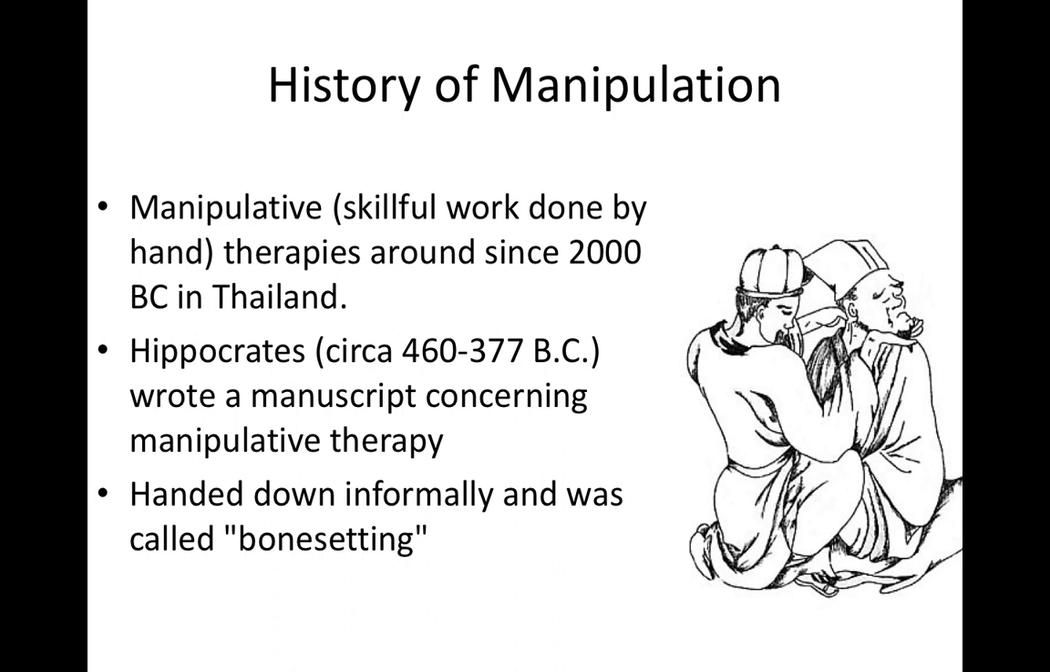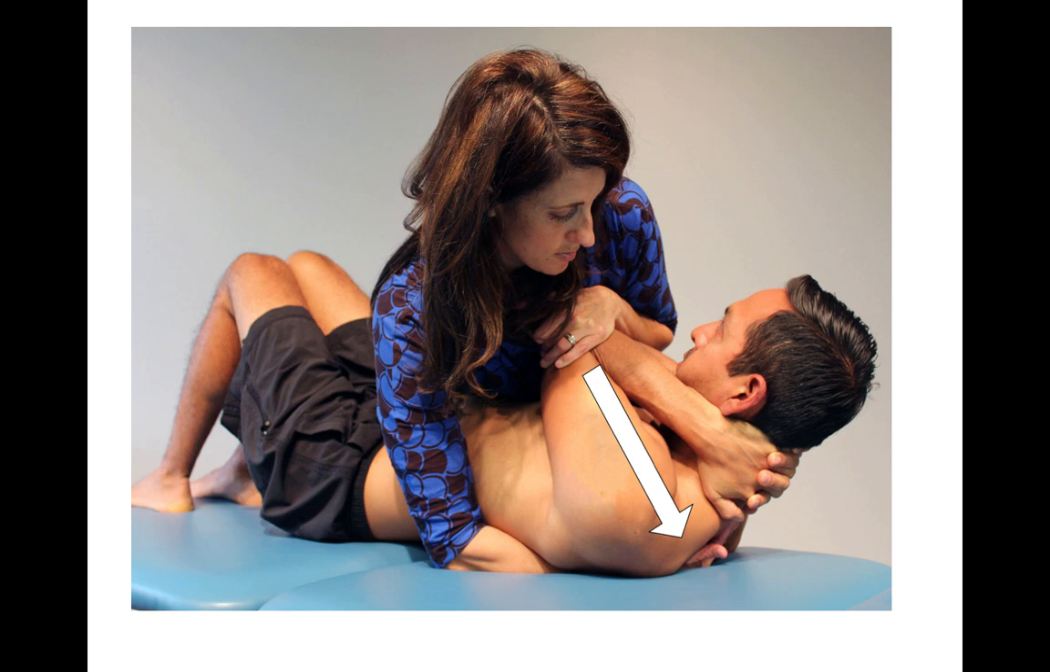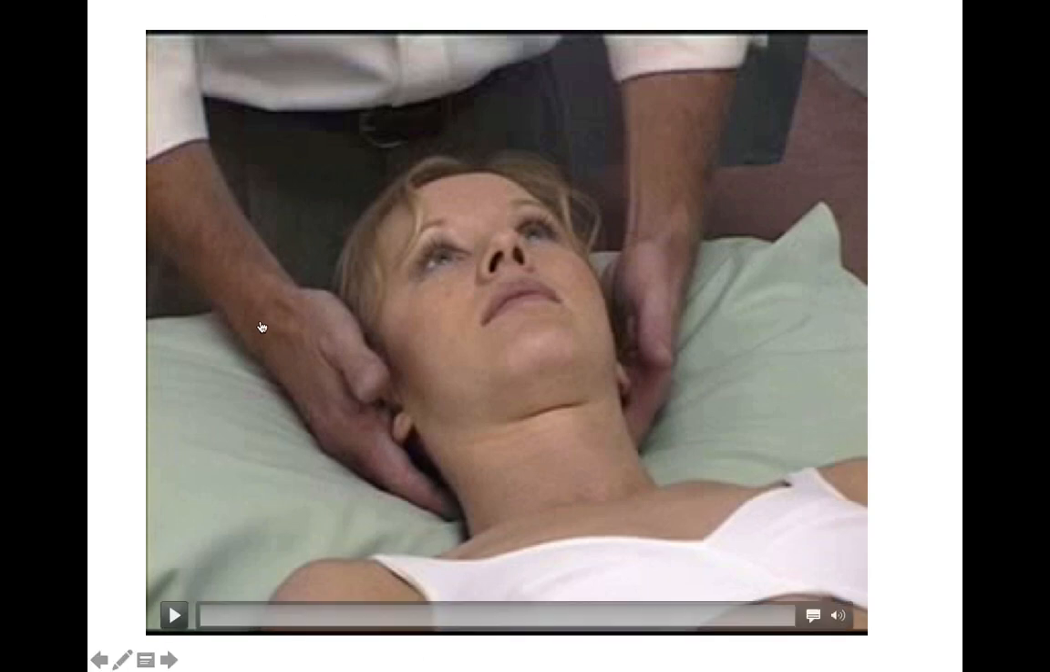Manipulation has been used as an intervention for a long time, and documentation would support that it's been used since at least 2000 BC. In the late 1800s, manipulative therapy was claimed by both osteopath and chiropractic schools of thought. PTs have been manipulating since the 1820s in Sweden, and it was further refined in Norway and Australia. Here is an example of a setup of a manipulative technique. Let's watch a few videos that are examples of manipulative techniques.